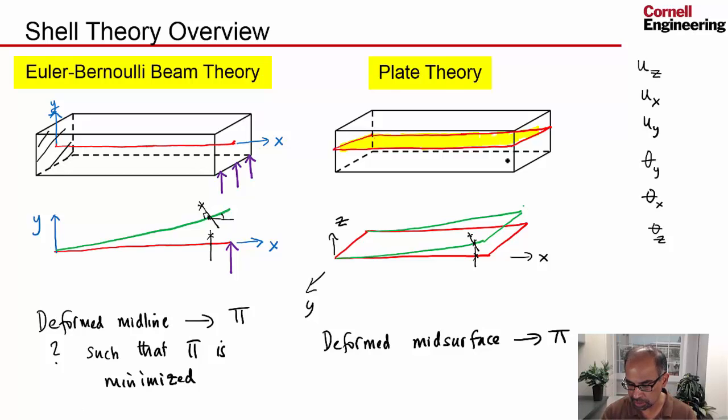I think that's obvious, because the whole normal is as high as the thickness, or half the thickness in one direction. And so I need to know the thickness, and then I can find the strains, and from the strains I can find the stresses if I know the material properties. And then the problem reduces to finding the deformed mid-surface such that potential energy is minimized.